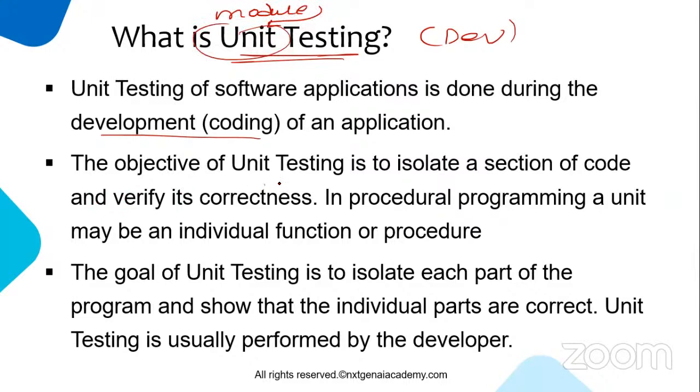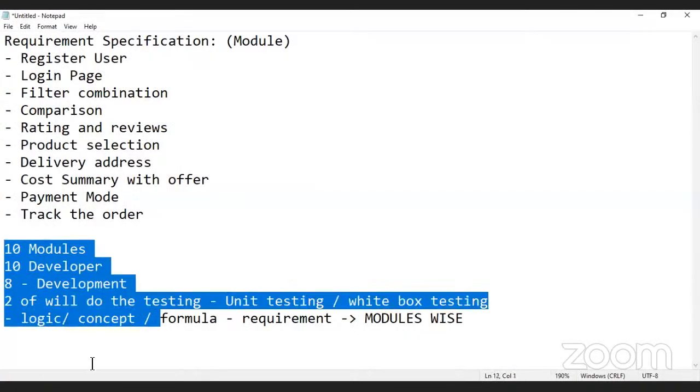The objective of unit testing is to isolate a section of the code and verify its correctness. The unit may be an individual function or procedure, whatever it is. The main goal is that when you test each part in isolation, it should work according to the requirement. They will never test the whole product together. They will test only module by module. In our example, we have 10 modules, so they will test it.